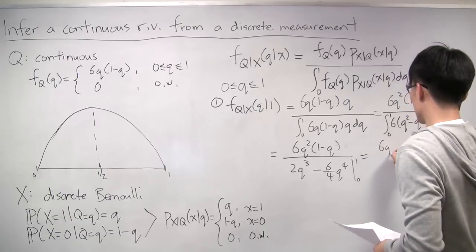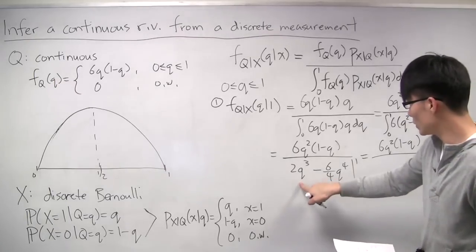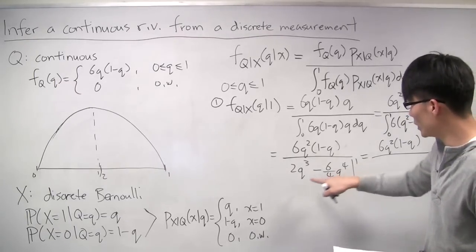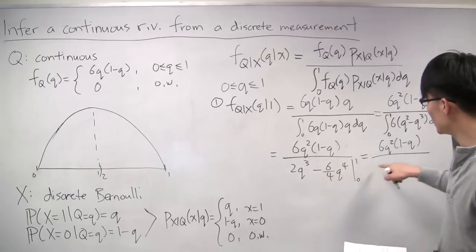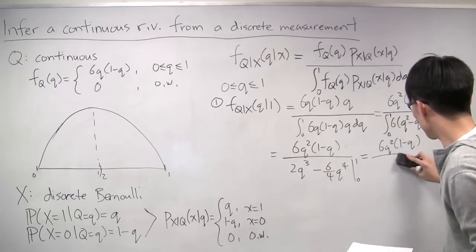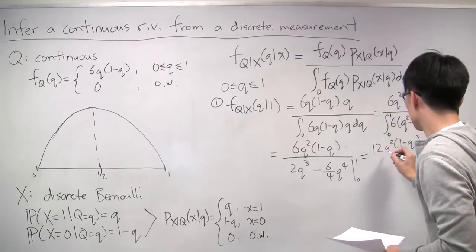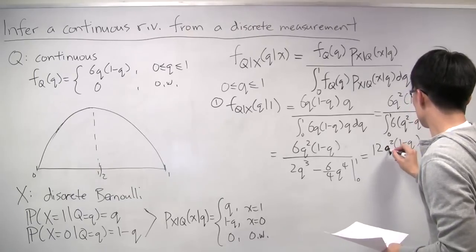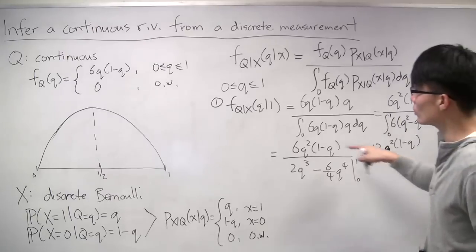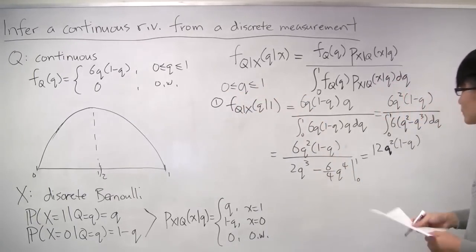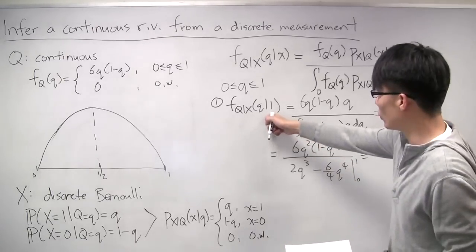We get 6q squared 1 minus q still on the top. And the bottom we get, well, the case where it's 0 is just 0. The case where it's 1, it's 2 minus 3/2, so it's a half. So really, it just becomes 12q squared 1 minus q. And of course, this is only true when q is between 0 and 1.